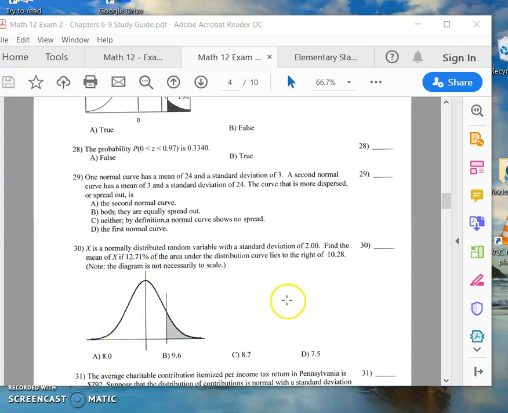Okay, let me make a correction here. It does not give us what the mean is. That's what we're trying to find. So I apologize for that error. So find the mean is the call of the question.